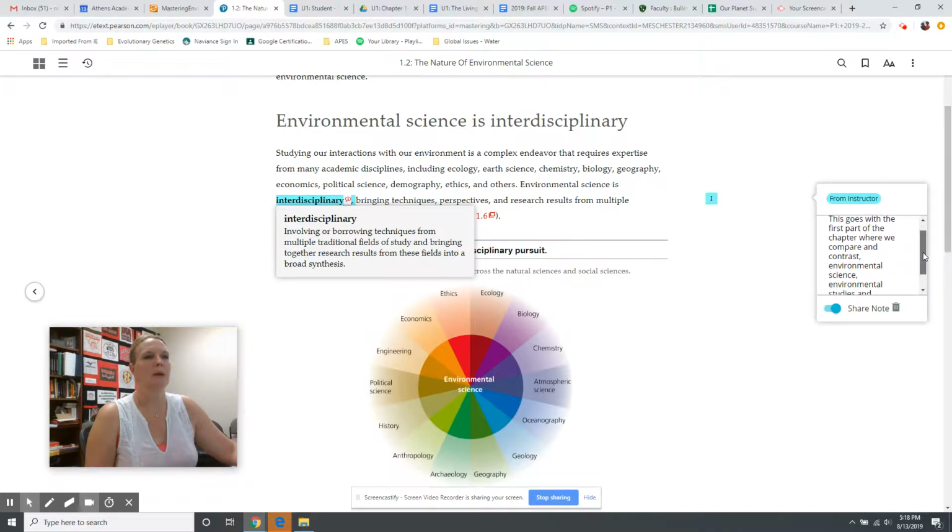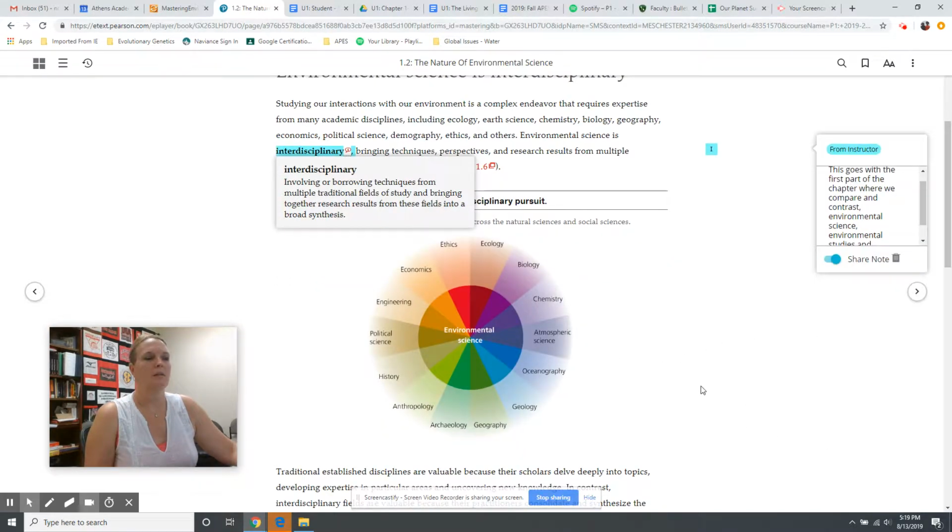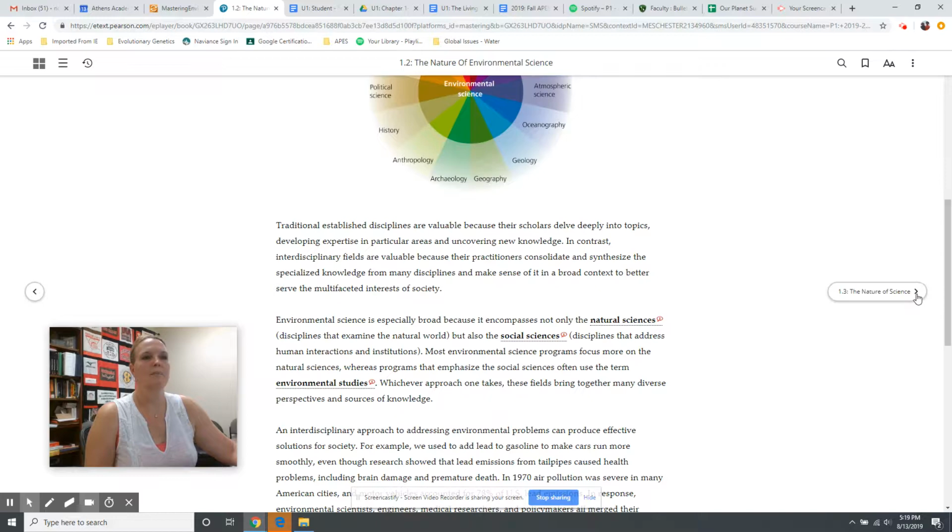And notice my comment. This goes with the first part of the chapter where we compare and contrast environmental science studies and environmentalism. If you're thinking about environmental studies, it's going to span the gamut of all of these things, from archaeology to anthropology, which is the study of human impact, to political science with laws, to history, looking at the agricultural industrial revolution. And then you've got some of your harder sciences, biology and chemistry, atmospheric science, geology, and so forth. So I think that goes pretty much with that.